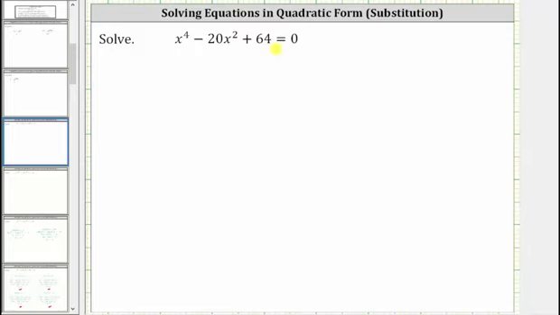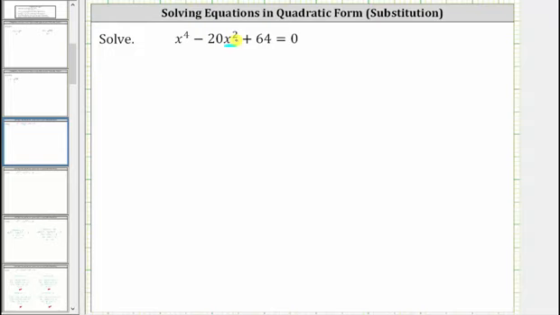We are asked to solve the given equation, which is considered to be in quadratic form. But notice how this is not a quadratic equation because it's degree 4, not degree 2. The key to understanding why this is in quadratic form is to focus on the middle term. Notice how the middle term has a factor of x squared.